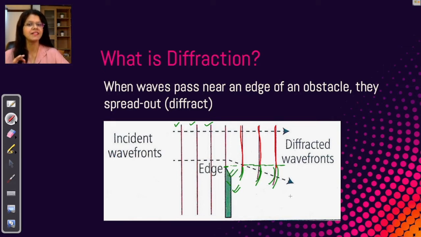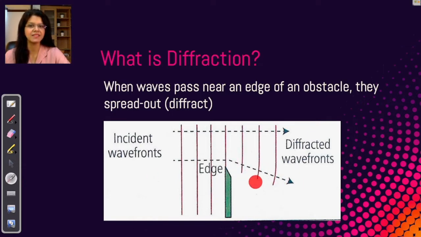This is called diffraction. When waves travel and pass an edge or a boundary, or whenever they pass through a gap, they spread out. This is your spreading out zone. This is called diffraction. I hope it is clear from the picture. The presence of the wave behind the obstacle, behind the boundary, is because of diffraction.